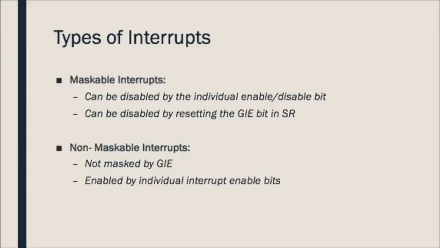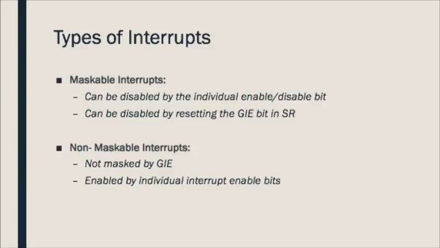There are also different types of interrupts: maskable interrupts and non-maskable interrupts. Maskable interrupts can be disabled by the individual enable and disable bit, as well as by resetting the GIE bit in the SR. Non-maskable interrupts are not masked by the GIE, and they're enabled by individual interrupt enable bits.